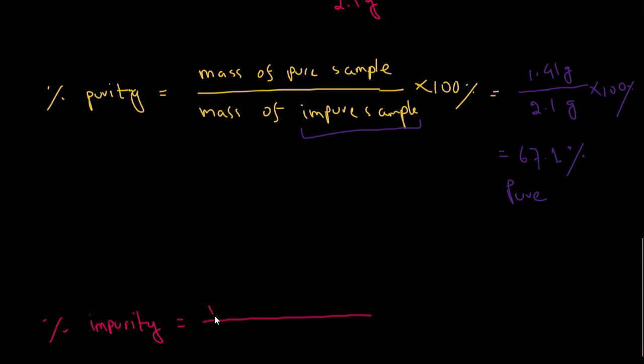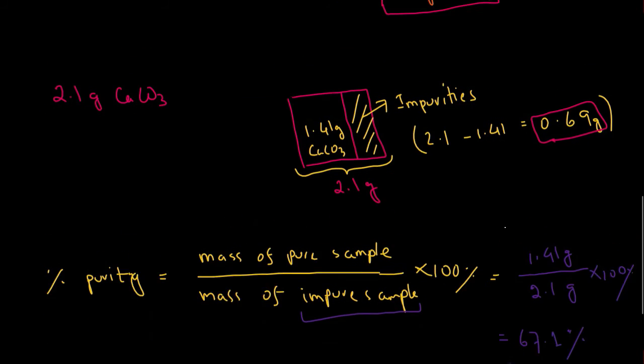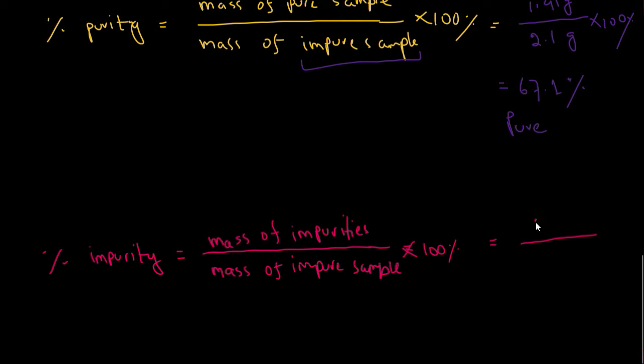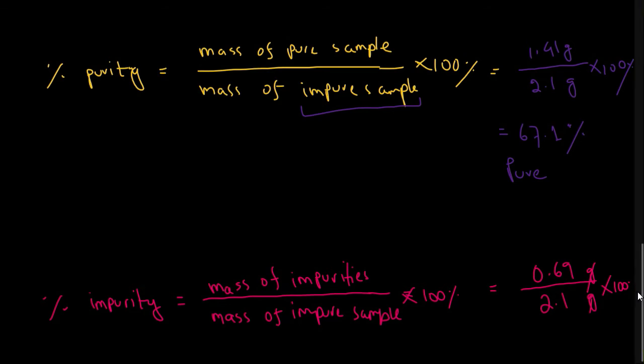So this is going to be the mass of impurities divided by the mass of impure sample, the whole sample. Because if it was pure, it's just going to be only calcium carbonate. But unfortunately, the world is not perfect, and we do not get 100% calcium carbonate. So the mass of impurity is going to be 0.69 divided by the whole sample, which is 2.1. Grams are going to cancel out, times 100%.